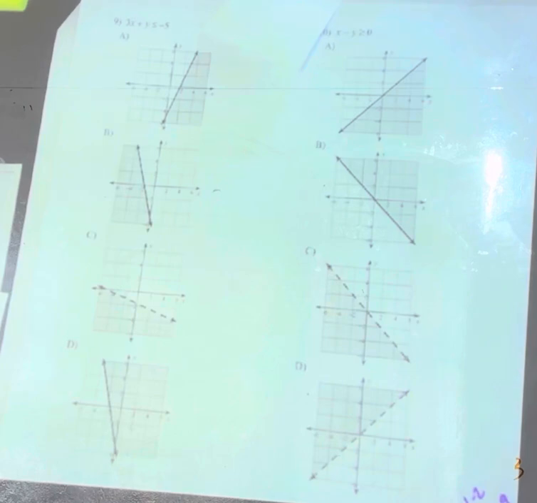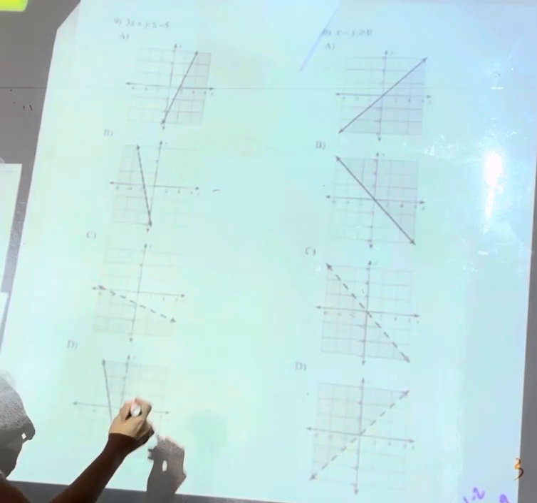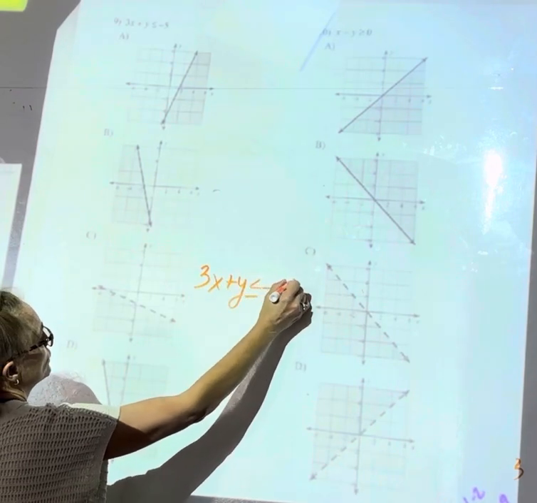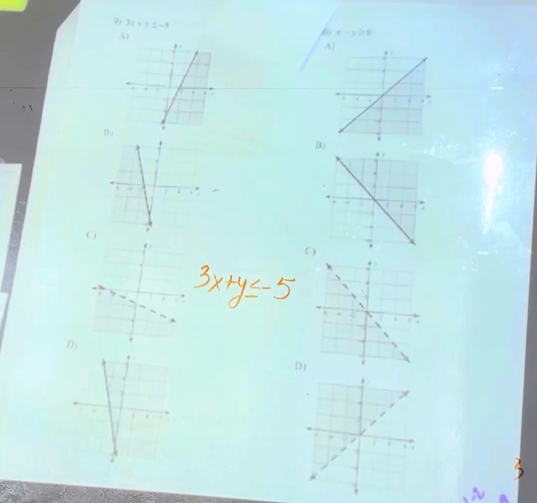So, give me a second. So on number 9, I asked you to find the x and y intercepts. To find the x and y intercepts, you are going to set one of them equal to 0. So you have 3x plus y is less than or equal to negative 5. First off, less than or equal to, does that mean a solid line or a dashed line? Solid. So that means I can omit C.